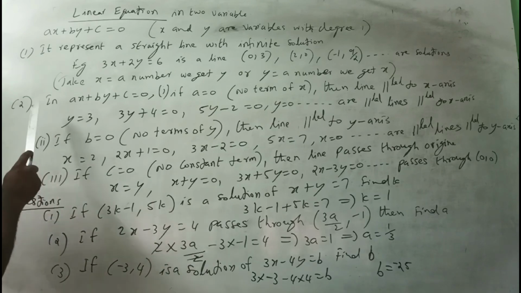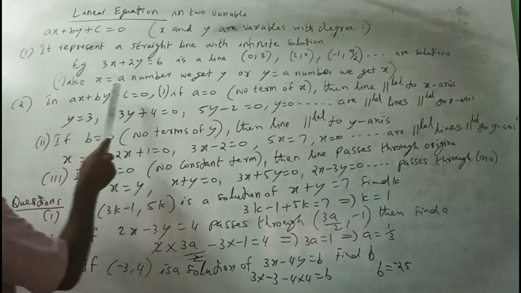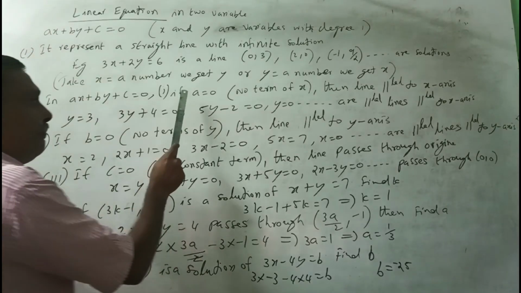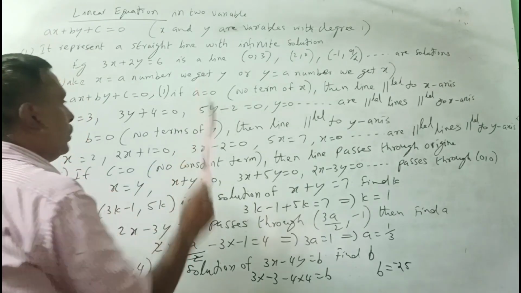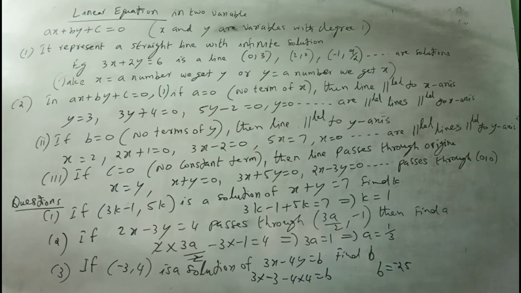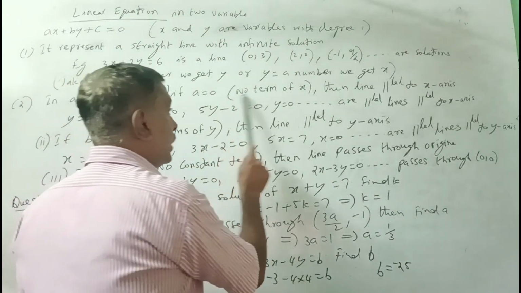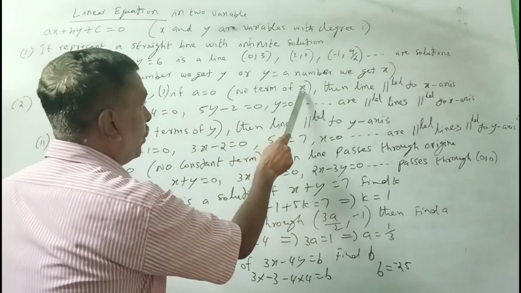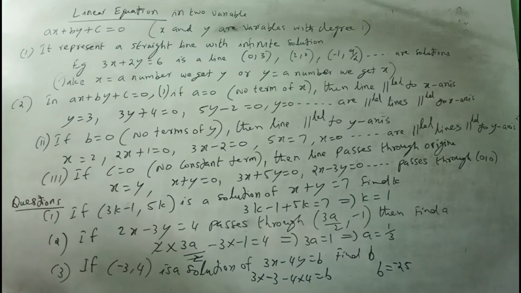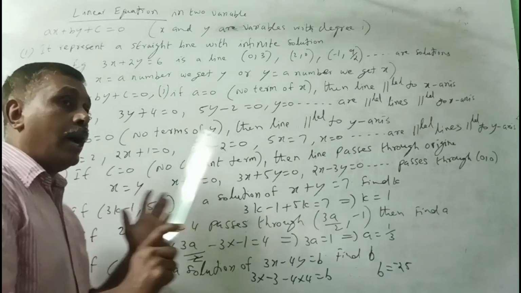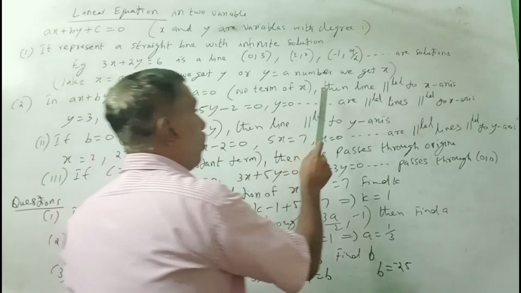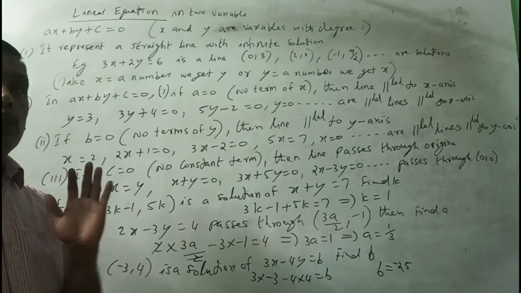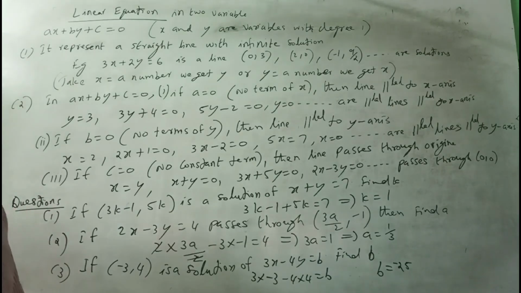Now, the second point: in ax plus by plus c is equal to 0, that is in the general form, if a is equal to 0, then it means there is no term of x. Then only the y term will be there. Then all such lines will be parallel to the x-axis.